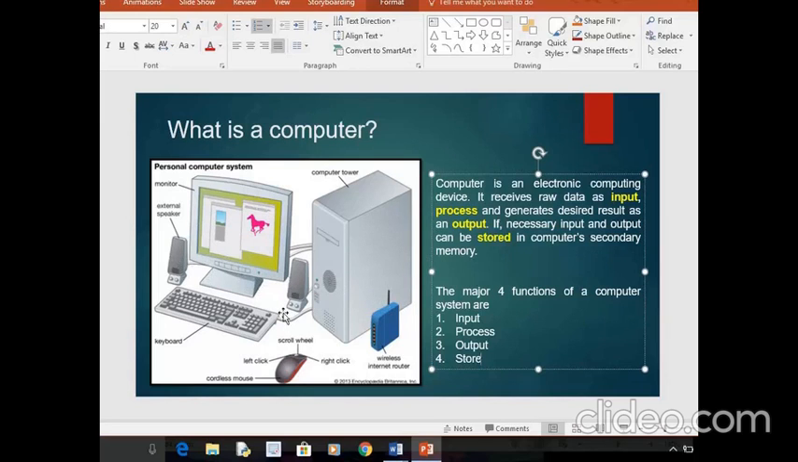Speakers are output devices. Keyboard is input device. This is the wireless internet router, the device we use to transmit the data from one machine to another machine. It shows the route for the data to be transmitted. That's why the name is router, which shows the route for the data transmission. Wireless internet router, monitor. This is what we call computer.